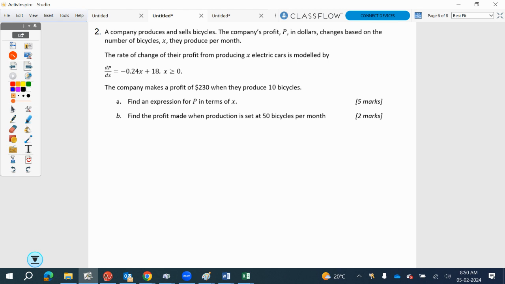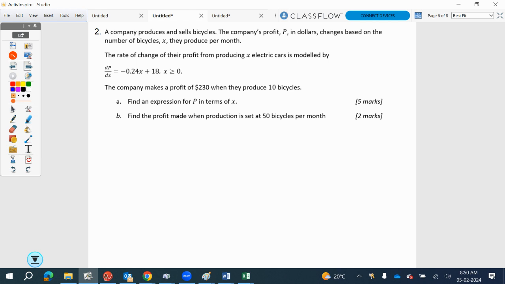Okay, we're going to do this one together. We don't have much time. So, a company produces and sells bicycles. The company's profit P in dollars changes based on the number of bicycles they produce per month. The rate of change of their profit from producing x electric cars is modeled by this function. Notice we're given a derivative.